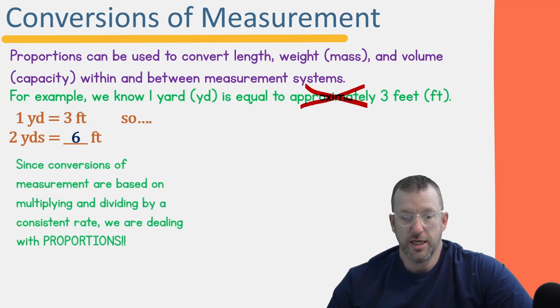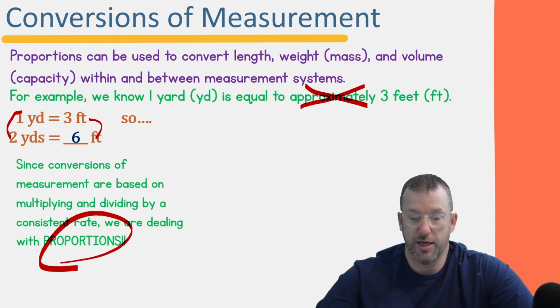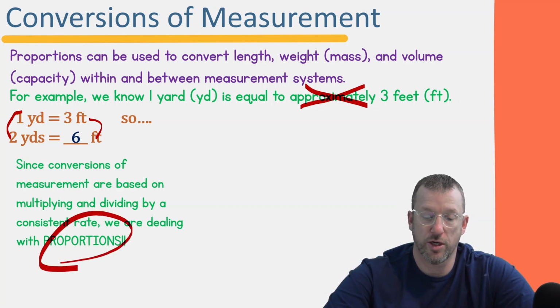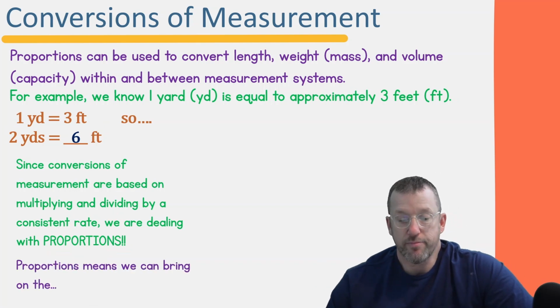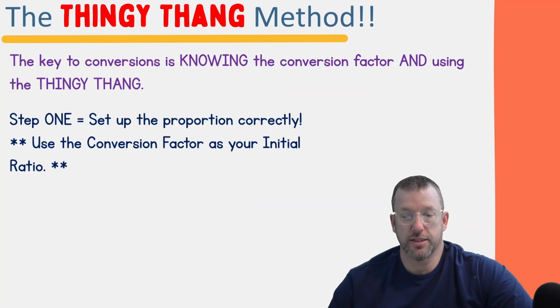2 equals 6. Since conversions of measurements are based on multiplying and dividing by a consistent rate, we are dealing with proportions. In other words, we doubled and we doubled. That makes it a proportion, right? So now we understand how this is working. So proportions mean we can bring on the thingy thing. So let's take a look at this.